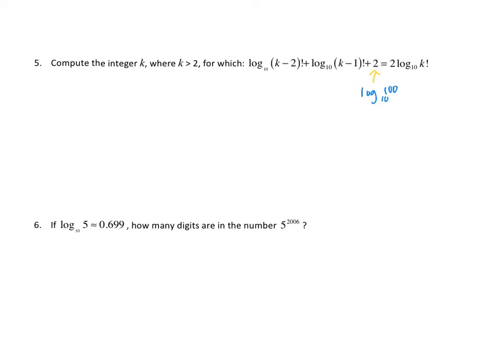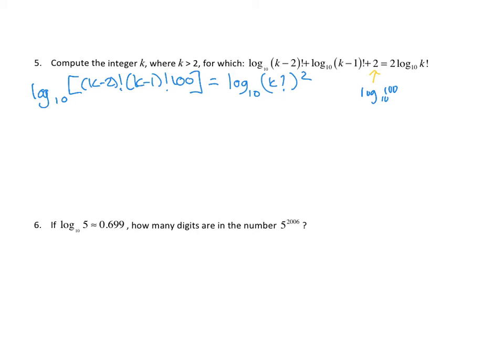And so now on the left side, now that I have everything in terms of log base 10, I can make it a single log. So it's log base 10 of (k minus 2) factorial, (k minus 1) factorial times 100. So again, logs separated by addition go to multiplication, equals, and the 2 in front of log base 10 of k factorial, I'm going to put up in the exponent. So log base 10 of k factorial squared.